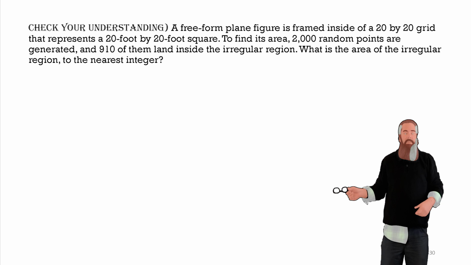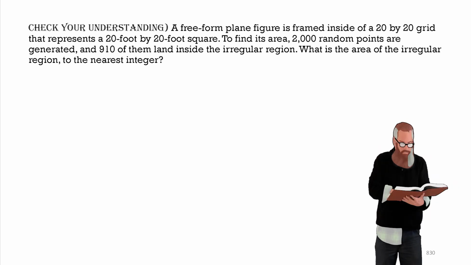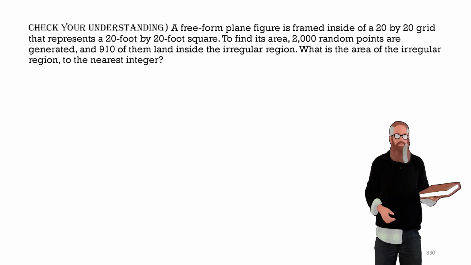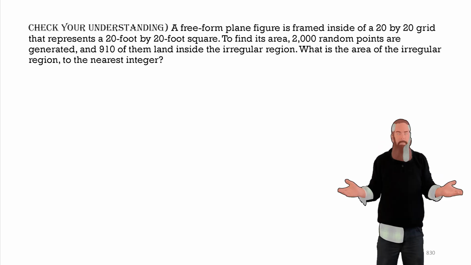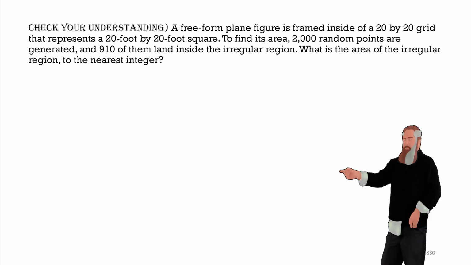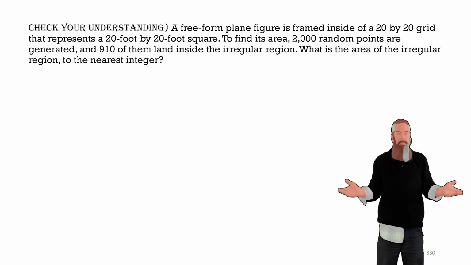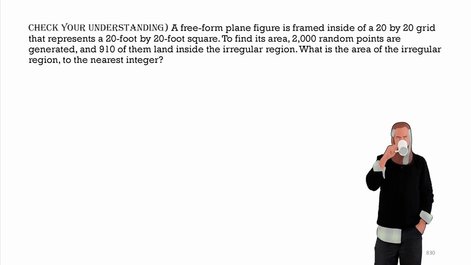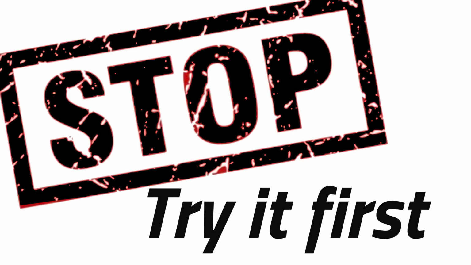A free-form plane figure is framed in a 20 by 20 grid that represents a 20 foot by 20 foot square. To find the area, 2,000 random points are generated. 910 of them land inside the irregular region. What is the total area of the irregular region to the nearest integer?